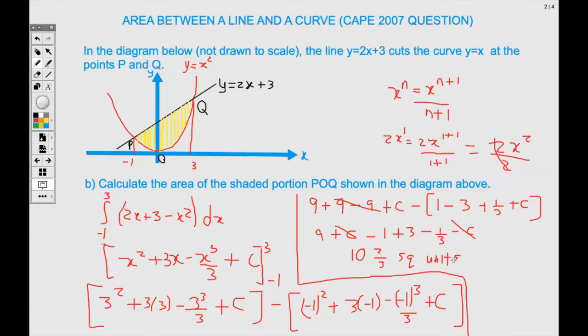The area between the line and the curve is 10 and 2 over 3, or some persons will say 10.67 square units. That's it.